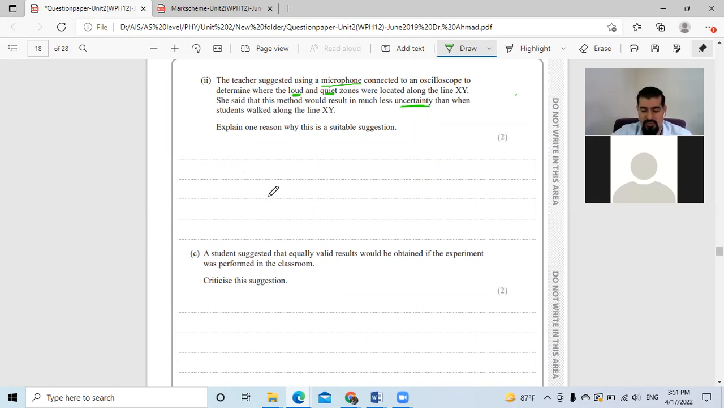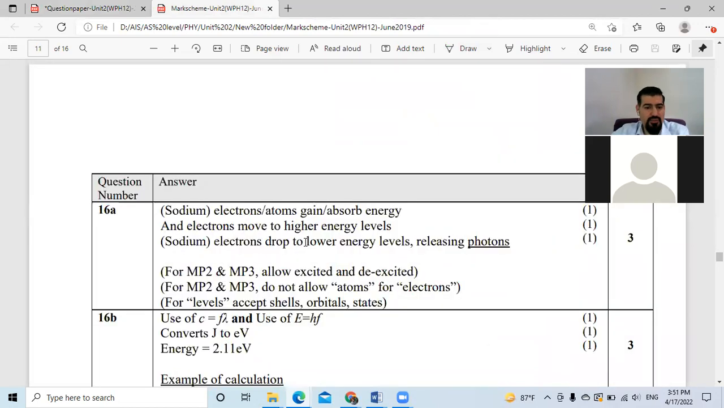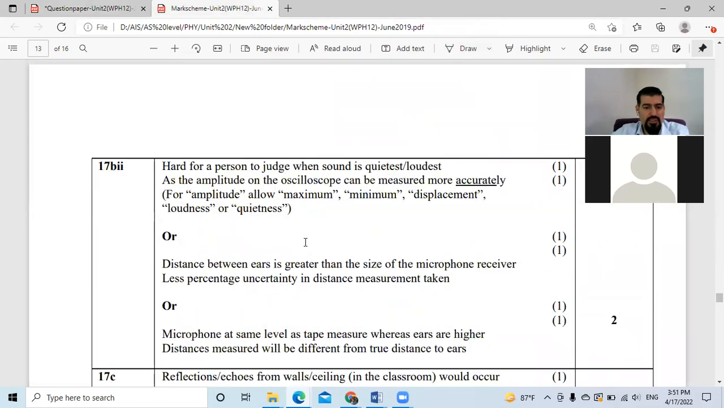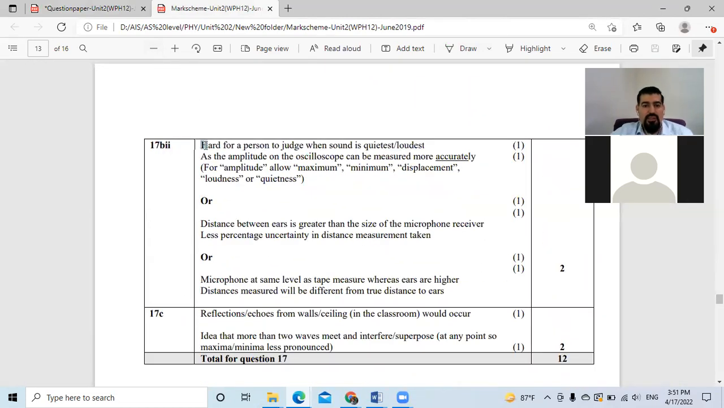If I look at the mark scheme, we have several answers to this question. Let me show it to you. Yeah, this one. Look here, what they ask. Heard by a person to judge when a sound is quiet or loud is not that accurate, whereas the amplitude on the oscilloscope determines it more accurately, for the maximum or minimum.